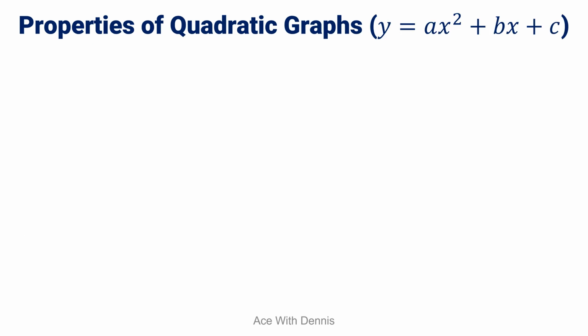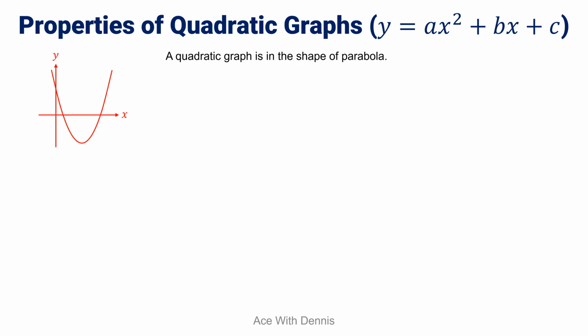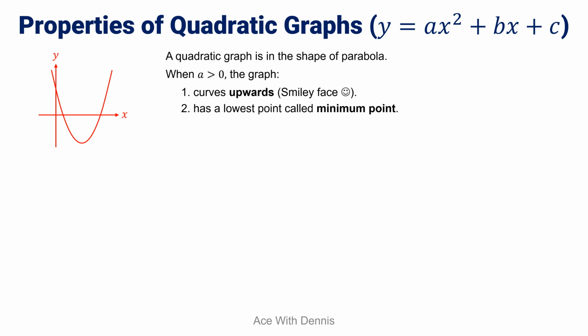Now let's discuss the properties of quadratic graphs, which are in the general form y equals ax squared plus bx plus c. A quadratic graph is in the shape of a parabola. It can be in this case where a is greater than 0, or a is positive, then the graph will curve upwards, or a smiley face. Number 2, it has a lowest point called the minimum point. So this will be the minimum point.